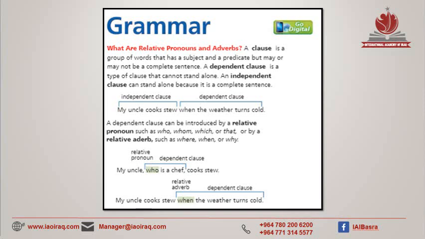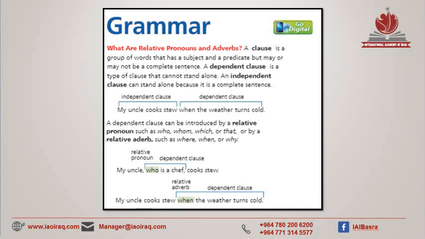My uncle, who is a chef, cooks stew. So the relative pronoun is who. So we can see that is the dependent clause. It also helps, guys, to look for punctuation. So the relative pronoun starts there. Look for where the comma is there. So that is the dependent clause. Who is a chef is not a sentence. But if you take the outside words, my uncle cooks stew, that is a sentence.